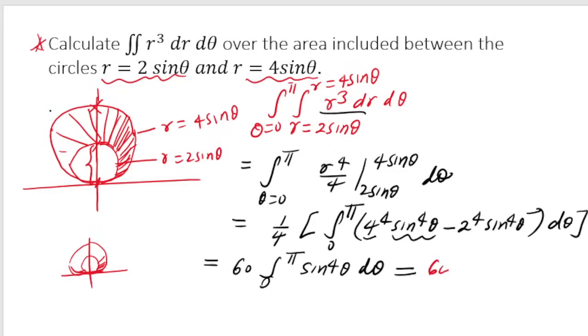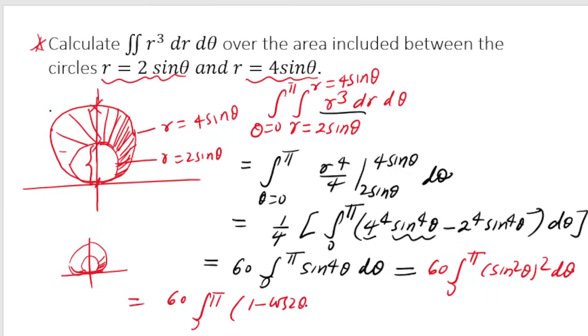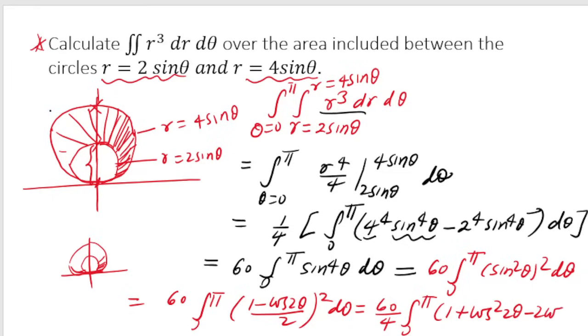So I am writing it 60 and then 0 to pi. Sine to the power 4 theta can be written as sine square theta whole square d theta, right? Which I can write 60, 0 to pi, and sine square theta can be written as 1 minus cos 2 theta by 2 whole square d theta. And then it will be 60 by 4, and integral of 0 to pi, and if I square it, I will get 1 plus cos square 2 theta minus 2 cos 2 theta d theta. Okay, we don't have space, so I'm writing it here at the top.